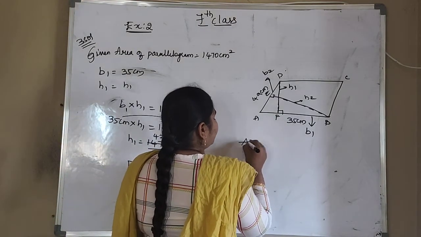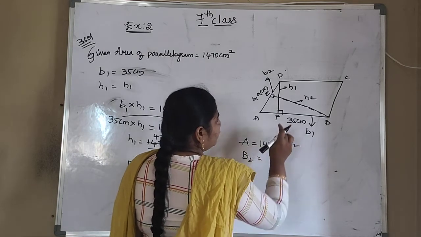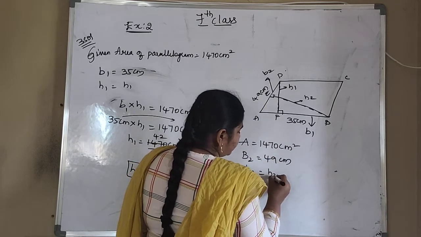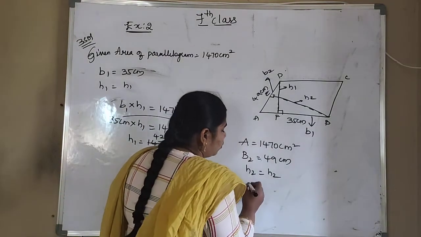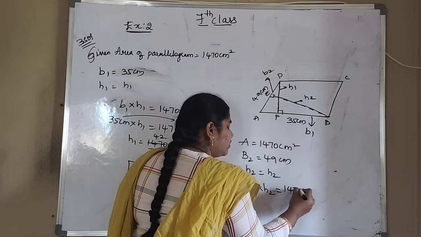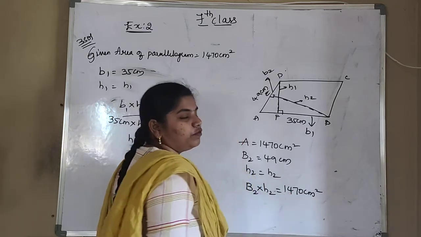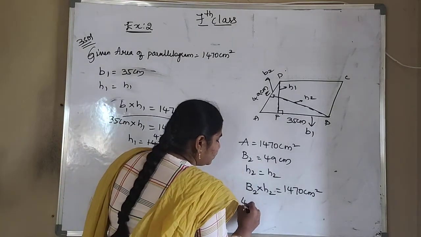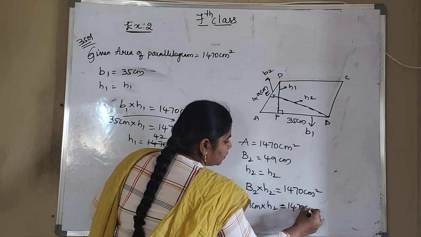Okay, now we have to find the height 2 value. So already they have given the area is equal to 1470 centimeters square. Base 2 value we know it as 49 centimeters. Height 2 we have to find, so I am taking it as H2 itself. Okay, so now what is the area of a parallelogram? That is base 2 into height 2 is equal to 1470 centimeters square. Okay, so what is the base value? Base value is 49 centimeters into height 2 is equal to 1470 centimeters square.